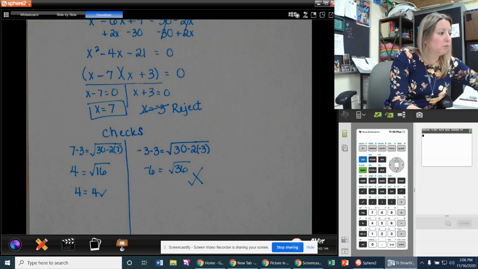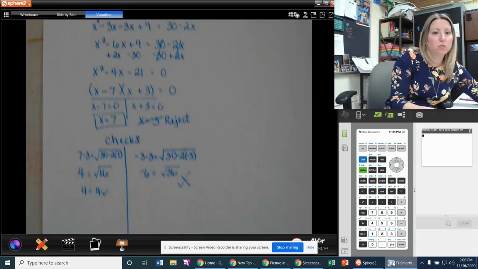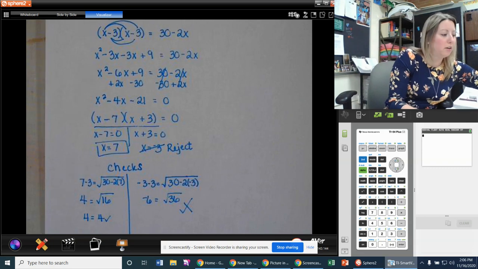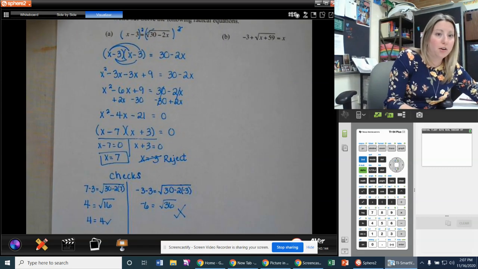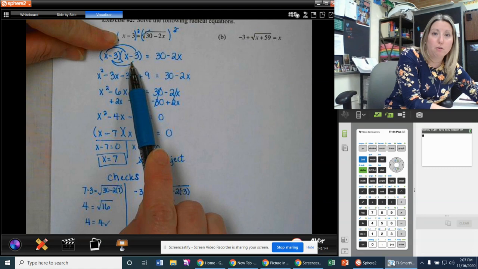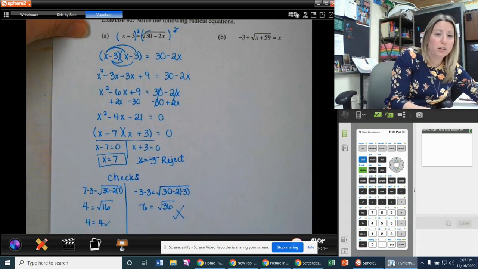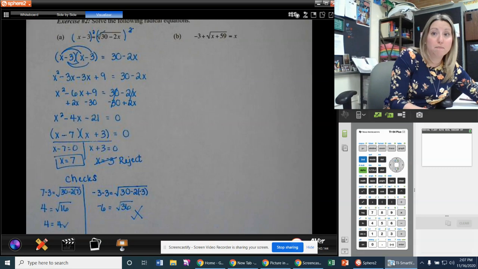All right, so that was A. I'm going to zoom out just a little so you can see the problem as a whole. Right? Make sure that if you've got two terms on the other side of your radical and you're squaring, that you rewrite it as a binomial times itself. And so you'll already be able to know. So I'm going to leave that work there so you can see it as I do B.